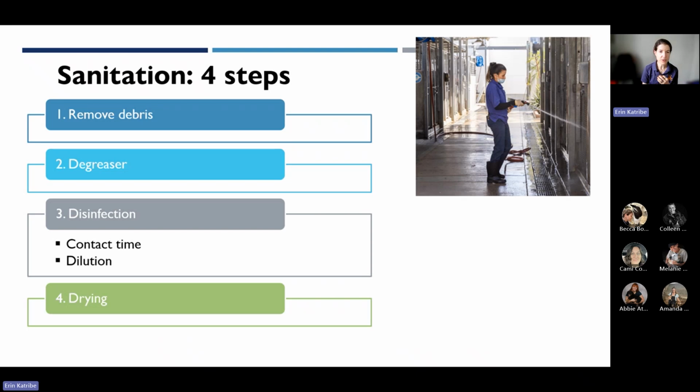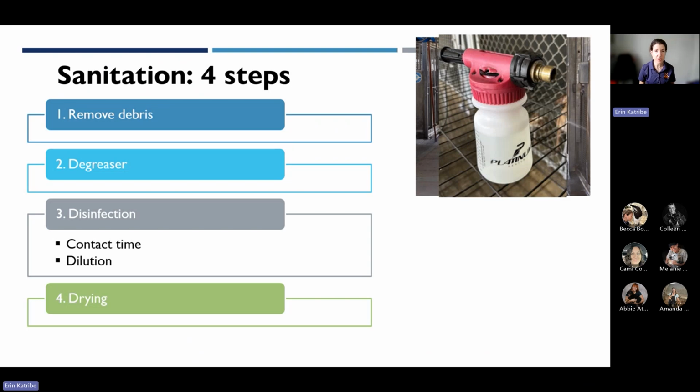We want to make sure that whatever agent we're using, we're using it for the appropriate contact time and at the correct dilution to be effective for the bugs that we care about. And then typically we want to dry those kennels before animals go back in. Wet environments can favor pathogen survival, and disinfectant, if there's any residue left, can be really damaging to animal skin or paw pads. We always recommend using a commercial dilution system, not just eyeballing it when we're generating those dilutions.